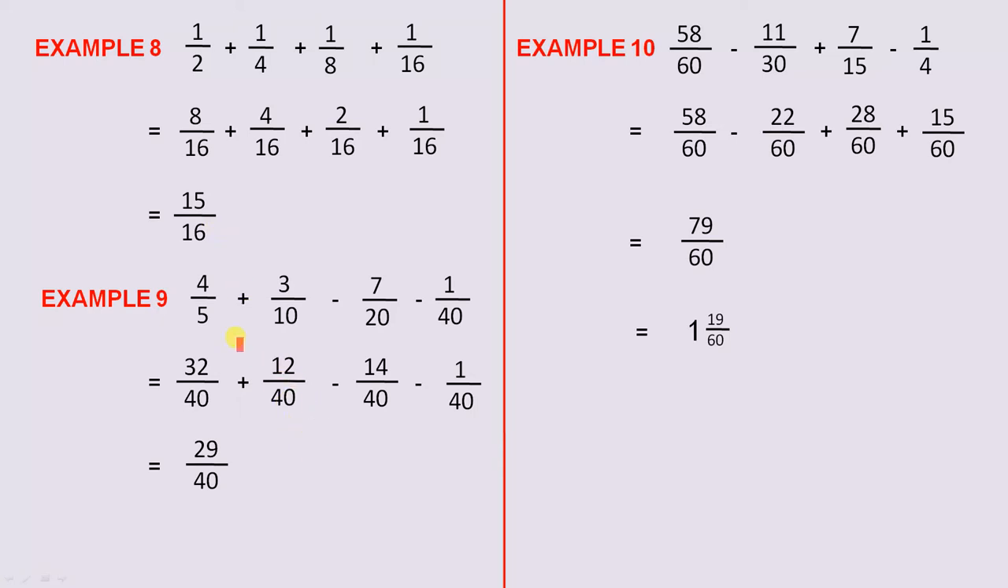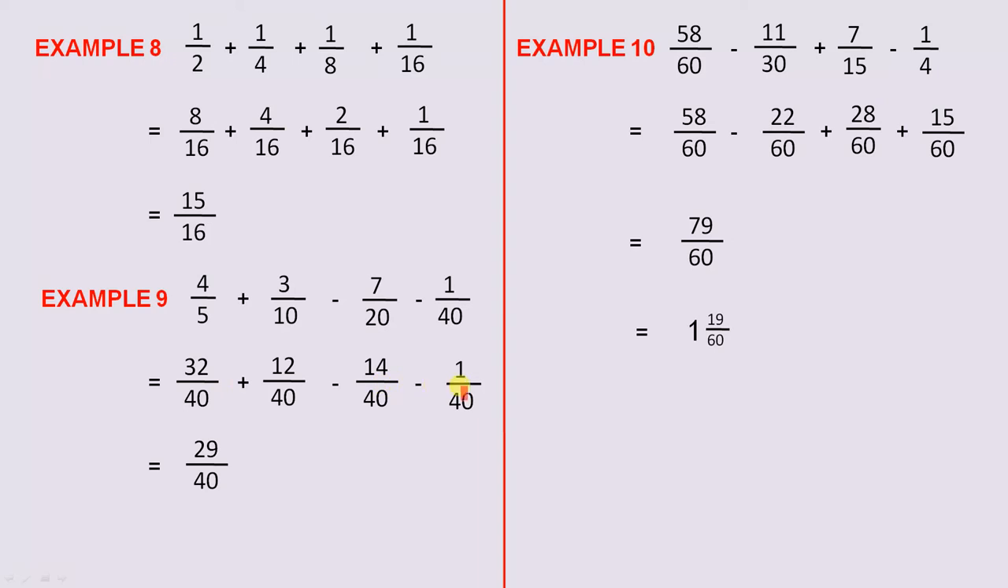Example 9. Here are our three fractions. All denominators need to be 40 because of that 40 there. So let's start with 4 over 5. Now, as I said before, if you know your tables, this is easy. So if that 5 needs to change to a 40, we need to multiply it by 8. 8 4s are 32, 8 5s are 40. If that 10 needs to change to a 40, we multiply it by 4. 4 3s are 12, 4 10s are 40. For that 20 to change to a 40, it's easier to see that we need to multiply it by 2. 2 7s are 14, 2 20s are 40.